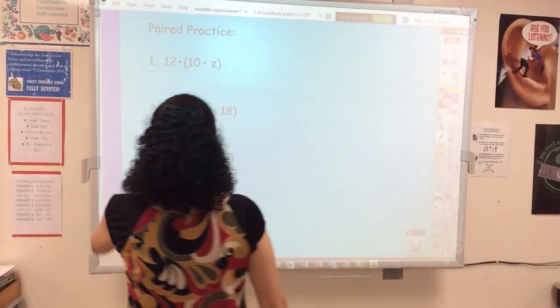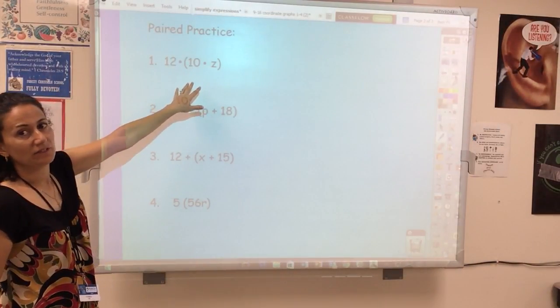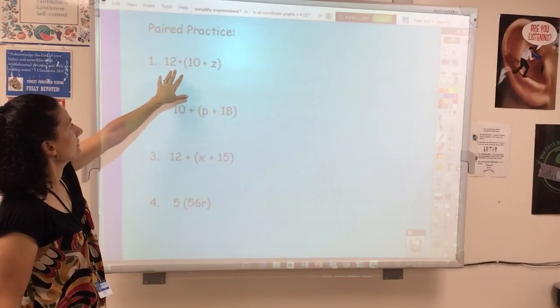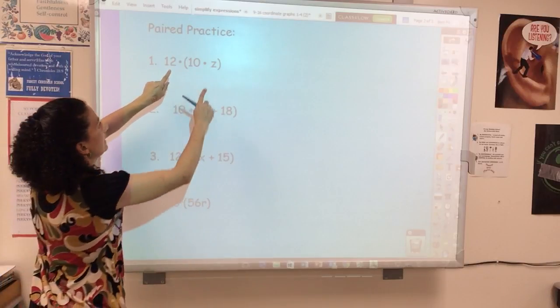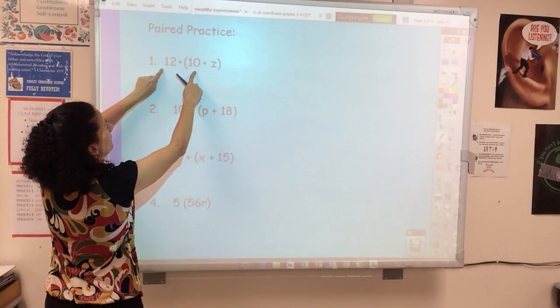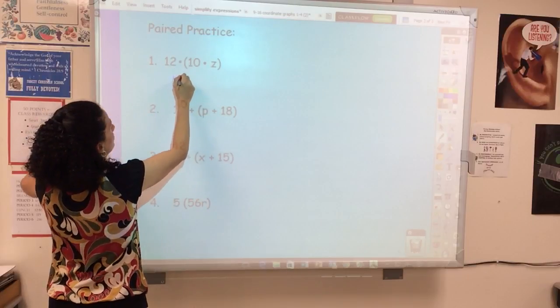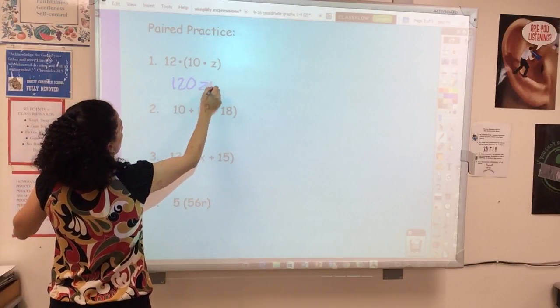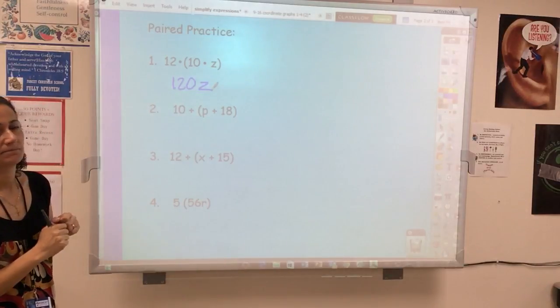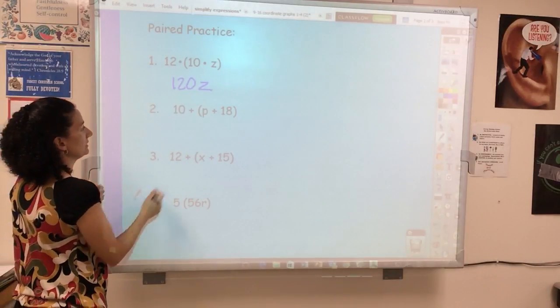Okay, hopefully you saw I don't need to do things in this order. That's just the associative property tells me I can move these grouping symbols, put them here. 12 times 10 is 120, and then I multiply by z. So 120z is that simplified expression.